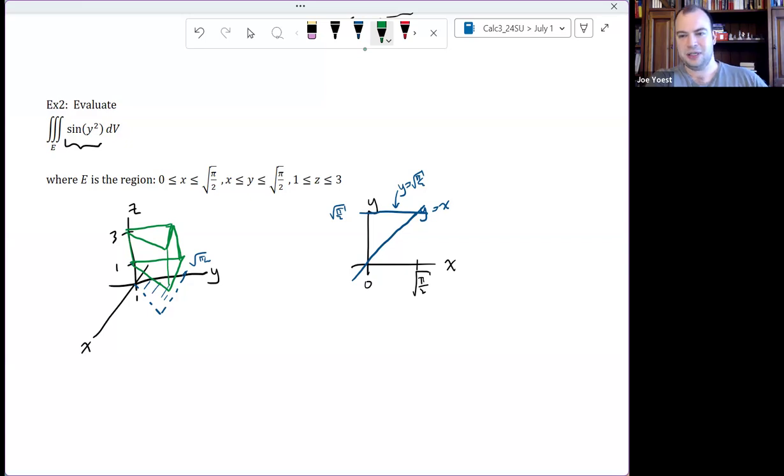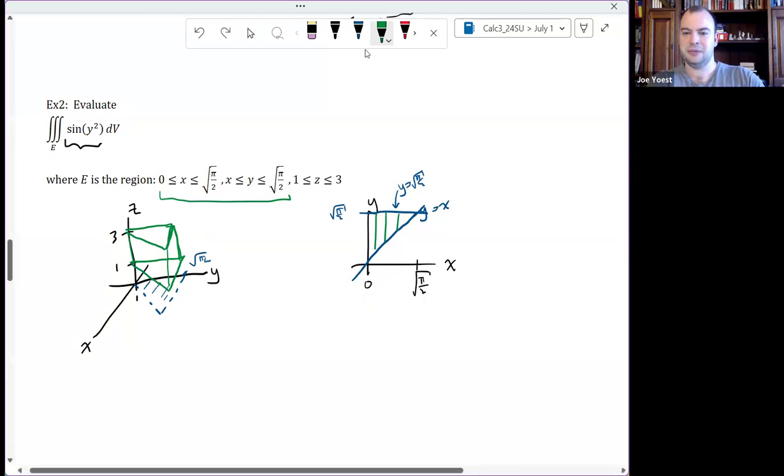Okay, so I see that my setup here is y going from x to pi over 2, so taking, in this sense, vertical slices from this perspective over here, and then adding up horizontally along x. I want to change my order of integration.